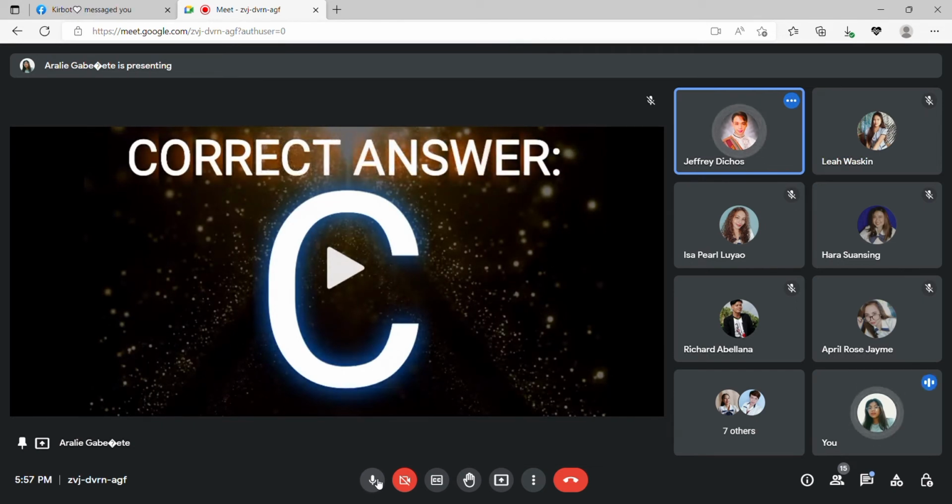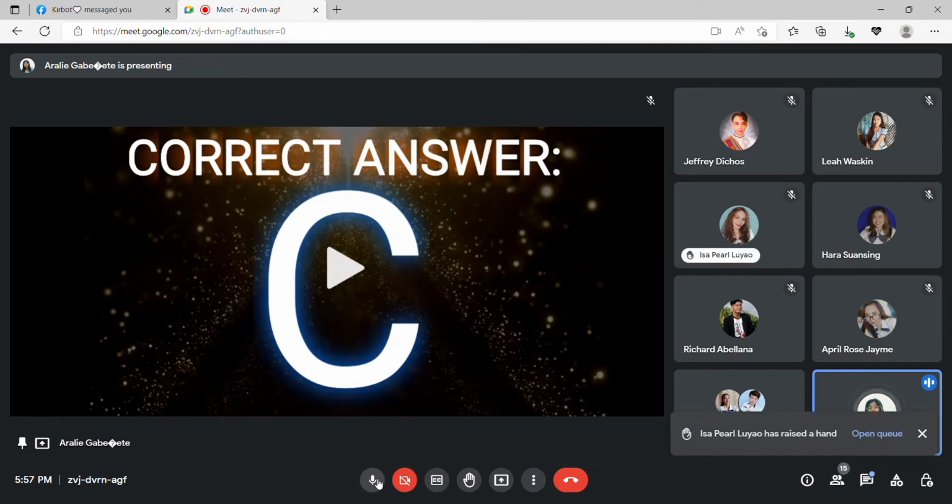Okay, so the correct answer is portfolio. So Mr. Richard and Mr. Dichas got the correct answer. So you got 15 points. A portfolio is a collection of students' efforts, progress, and achievements in various areas of the curriculum. Now let's find out why those three choices are not the correct answer.